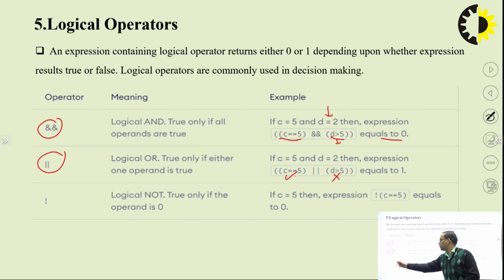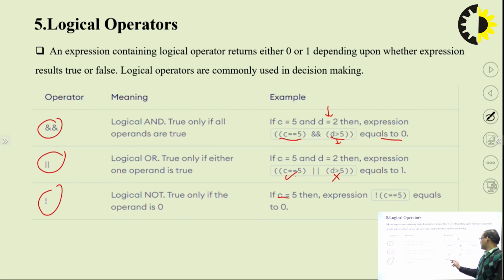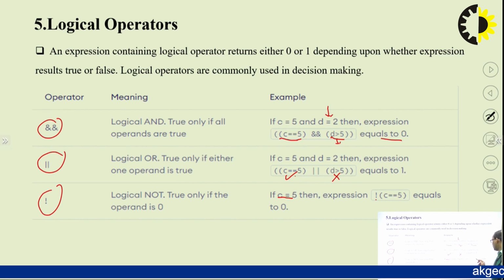Next one is the logical NOT operator, and basically this returns true if the operand is 0. It means it is basically used to perform the complement. Suppose c is 5 and we are applying NOT on c equal to 5. So c equal to 5, yes, this is true, so this will return 1. When we perform the NOT operator on this 1, it will complement and the value will be 0. So it will return 0.